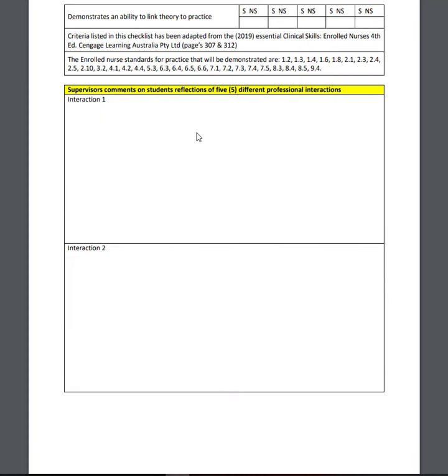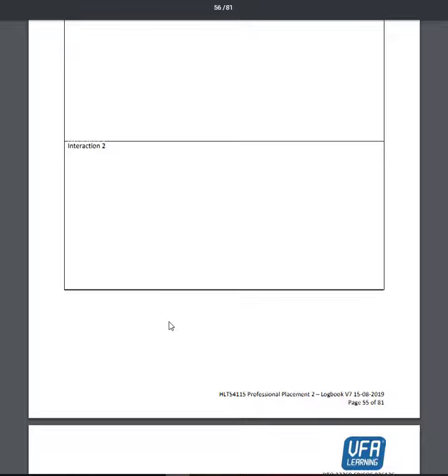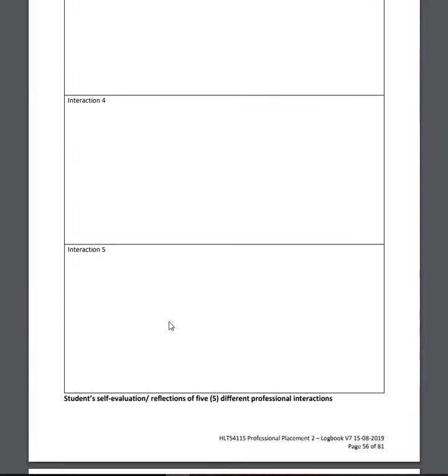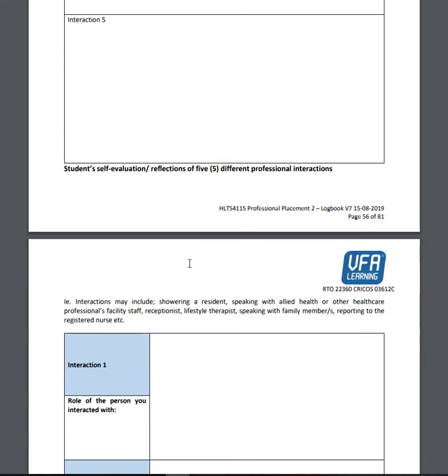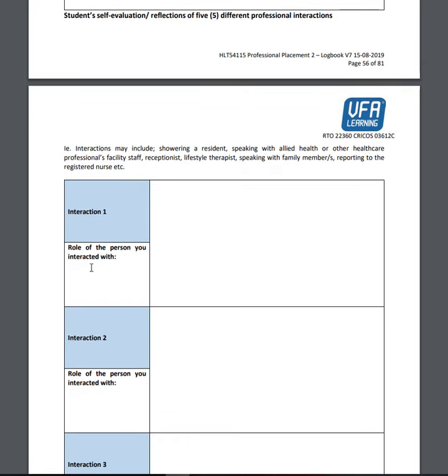So as you can see, the supervisor has the first opportunity to provide the reflections on the 5 different interactions. So they might be privy to 5 different interactions you've had and make some comments or suggestions regarding those interactions. So once you read their feedback, that's probably a good time to move on to your self-evaluation and your self-reflection. We ask you to list the interaction and then the person that you interacted with, so not their name, but their role at the facility.